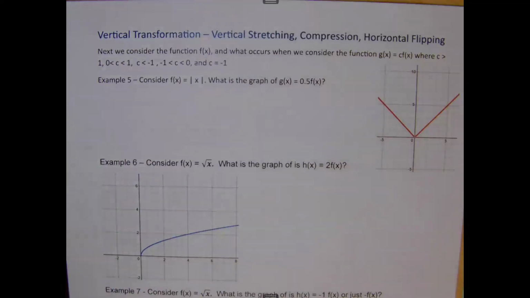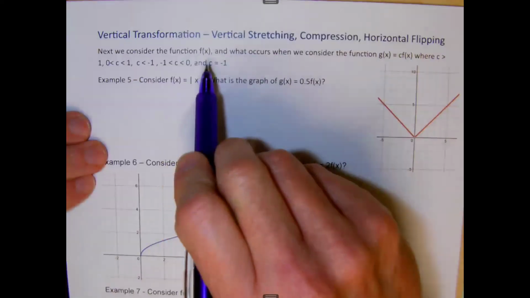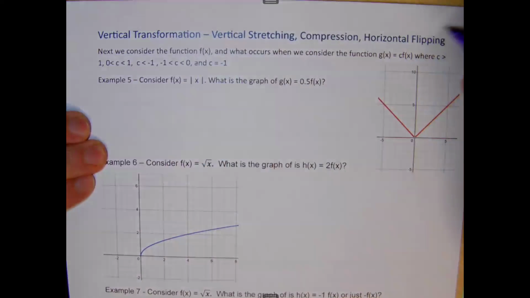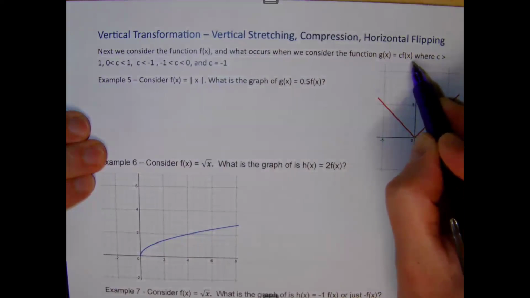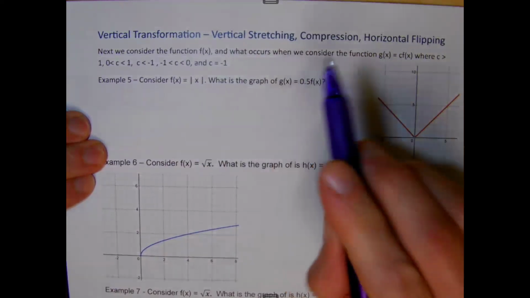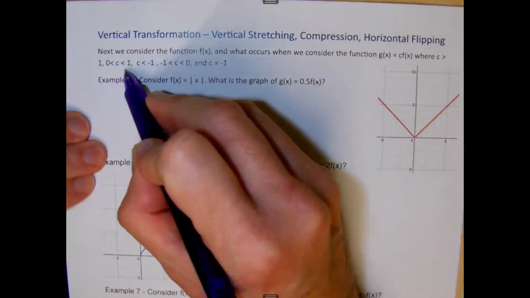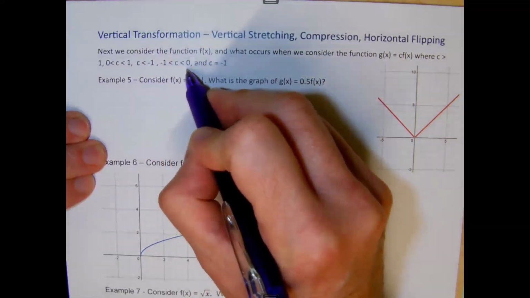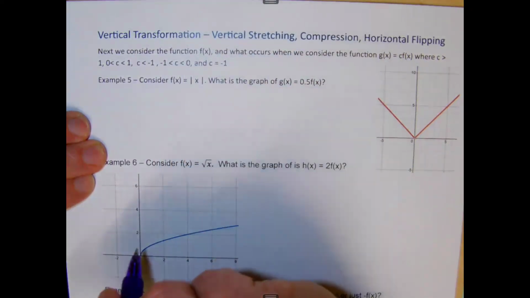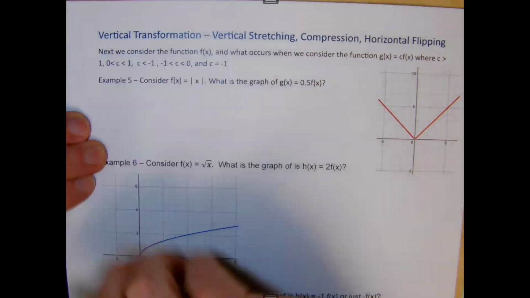Let's look at vertical transformation, vertical stretching, compression, horizontal flipping. Now next we consider the function f of x. And what occurs when we consider the function g of x, which is c times f of x, where c is greater than 0, or c is between 0 and 1, or c is less than -1, c is between -1 and 0, c is -1. Okay, so various values for c.